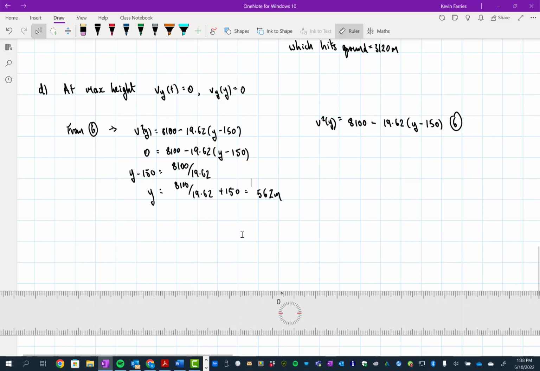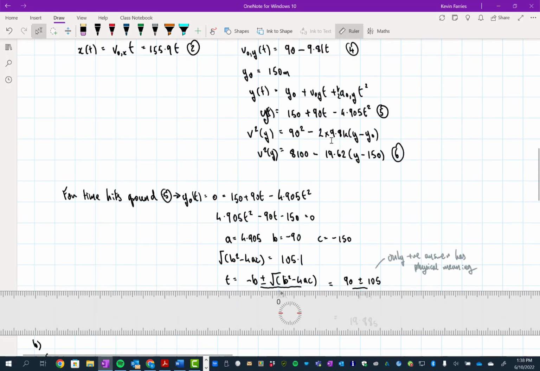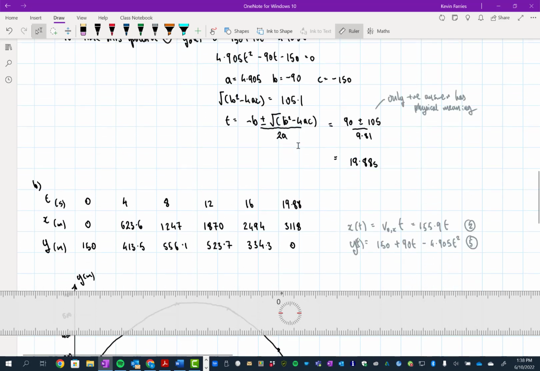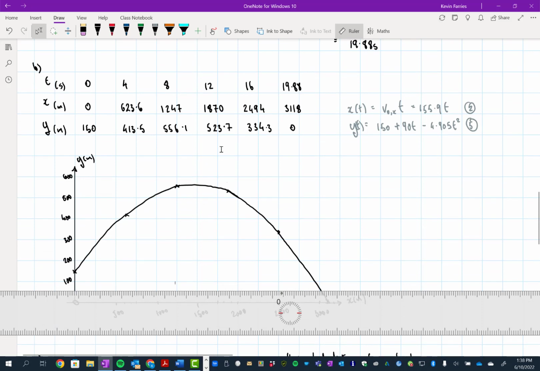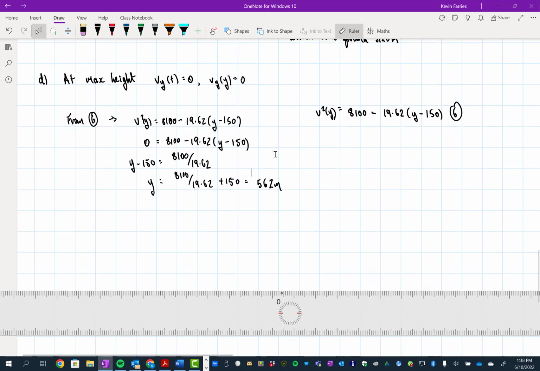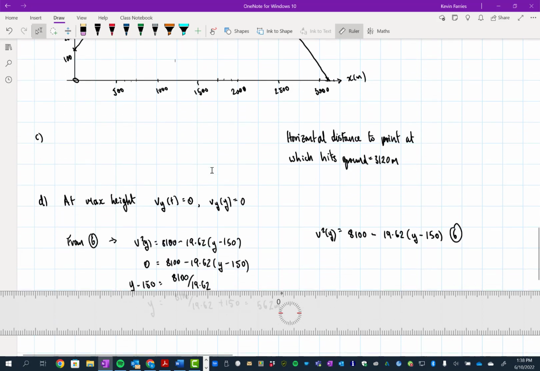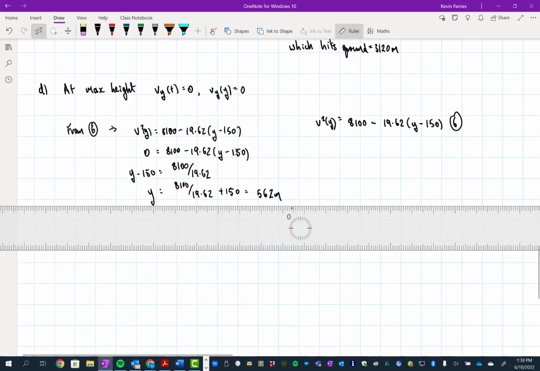So I could do a check on that, doing it the other way. Use equation 4 to find out what time it had zero velocity, then substitute that time into the y displacement at time t. But we've already drawn this graph, and we know that that must be about right. So we've got 566. It's not going to go much higher than that, and so this answer of 562 seems reasonable. So probably don't need to do a check on that.